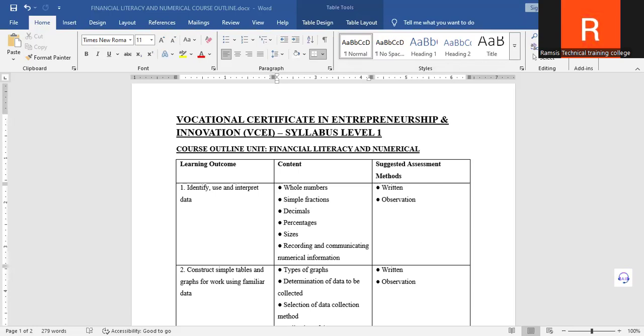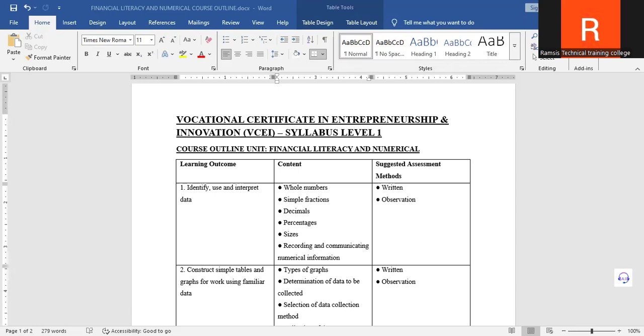data presented in numerical form, be able to construct simple tables and graphs, be able to identify and interpret information in graphs, and be able to identify and record basic cash transactions and determine a profit or a loss. So that means that at the end of it, you should be able to construct simple tables, graphs for work using familiar data, and be able to identify and interpret information in familiar tables, graphs, charts, and be able to record cash transactions.